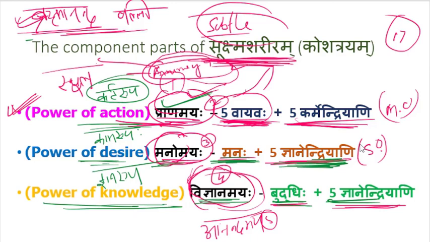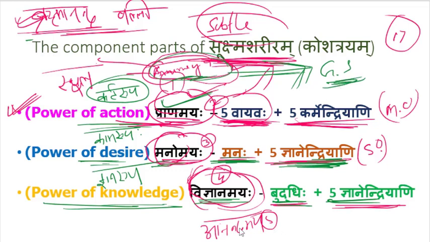Apart from that, the Annamaya Kosha, I already told, is external, connected to which sariram? So, Annamaya Kosha is connected to which body? Gross body, sir. Gross body. Did you learn? Yes, sir. Yes, connected to the gross body.